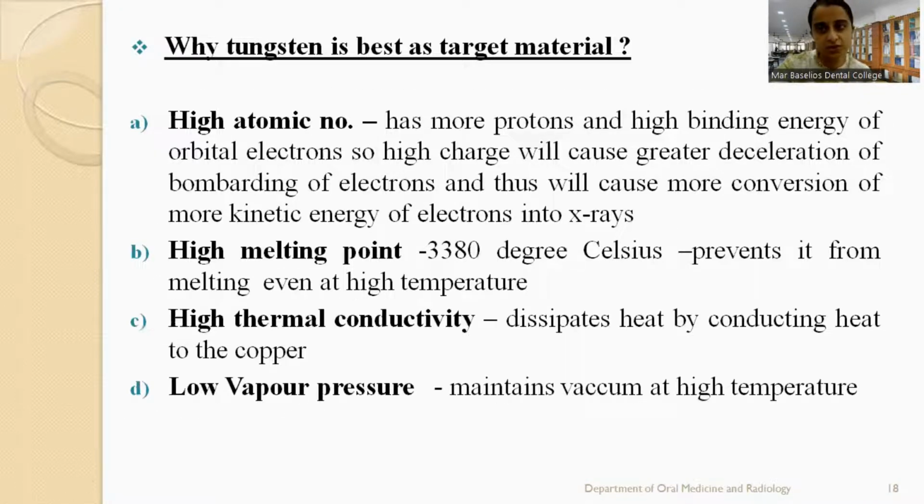Now, why is tungsten chosen as the target material? Mainly due to four reasons. It has a high atomic number, so it will cause more protons and high binding energy of the orbital electrons. So high charge will cause greater deceleration of the bombarding electrons and more conversion of kinetic energy into X-rays. High melting point would prevent the melting of the target even at high temperature. High thermal conductivity, it will dissipate the heat by conducting the heat to the copper, and low vapor pressure will maintain the vacuum at high temperature.